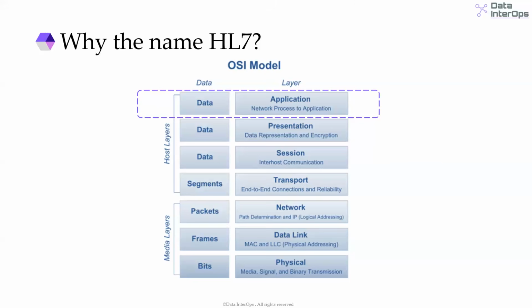Okay, so that is the reason we have this number called 7. So that's the 7th layer. The application layer is the 7th layer, and the physical layer is the first layer. And HL stands for Health Level and the number 7. So that's how that name HL7 has been coined.